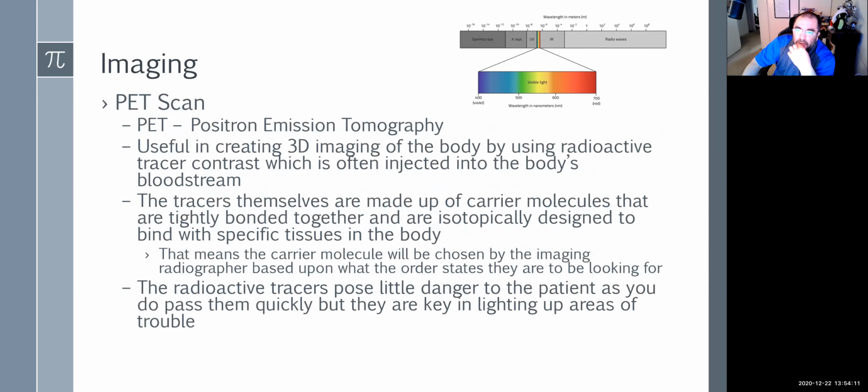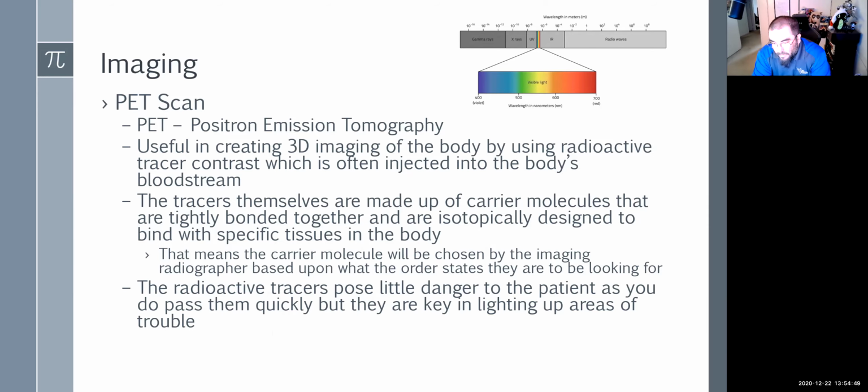PET scans, positron emission tomography, right? It's used in creating 3D imaging of the body by creating radioactive tracer contrast, which is injected into the body's bloodstream. So very similar to the contrast that they use in CT scans. In this case, they're using a radioactive tracer, which goes into the bloodstream. That tracer has carrier molecules, and they're tightly bonded together, and they're isotopically designed to bind with specific tissues of the body. So there are specific ones they inject that bind with cancer cells. There are specific ones that they inject that bind with, I'm drawing a blank right now, brain cells, stuff like that.